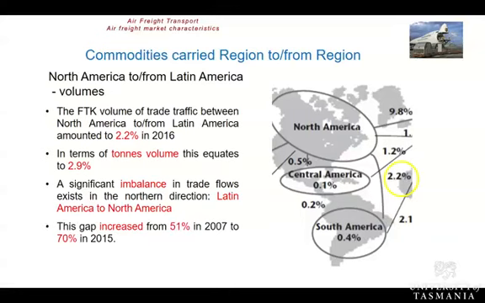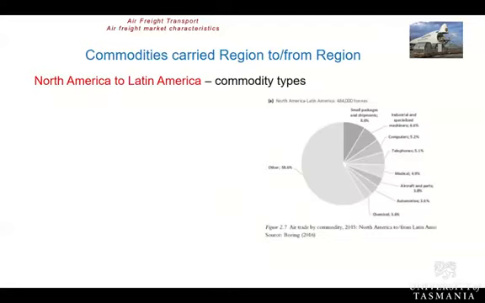So in 2007, 50% more air cargo was carried from Latin America to North America. It's now up to about 70%. So even higher imbalance than there is between Europe and Asia. Commodity types from North America to Latin America.